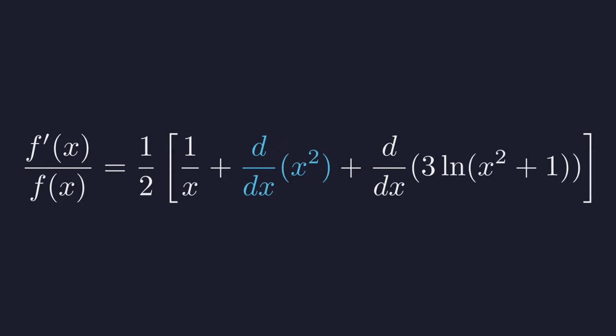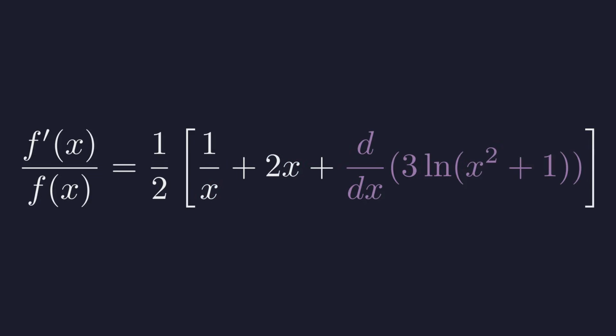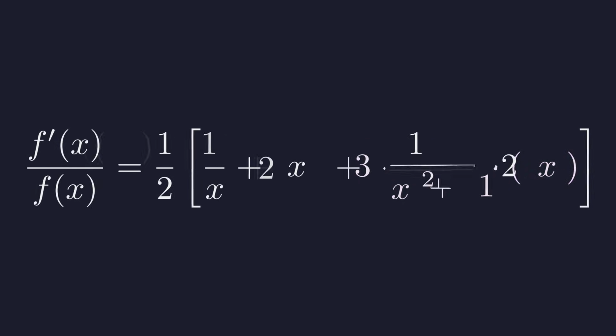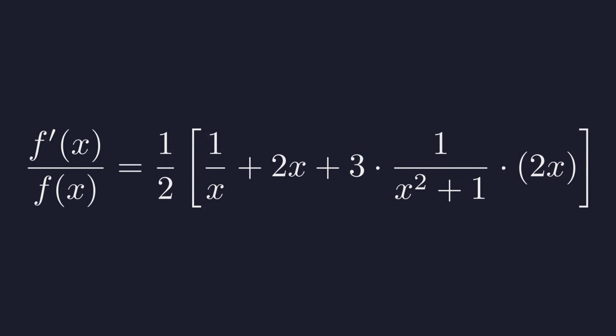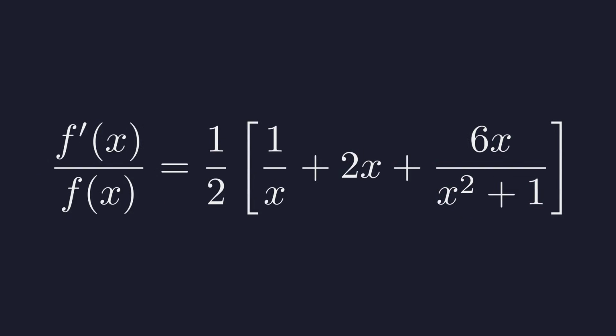Done. Next up, x squared. Power rule. 2x. Last term. 3 times natural log of x squared plus 1. Chain rule time. 3 times 1 over the inside times the derivative of the inside. The inside is x squared plus 1. Its derivative is 2x. Multiply it all together. 3 times 2x is 6x, and we're done differentiating.